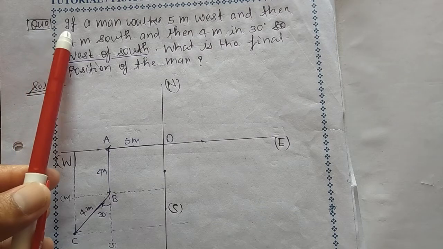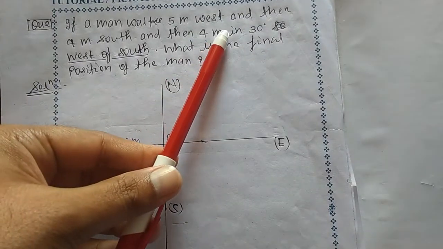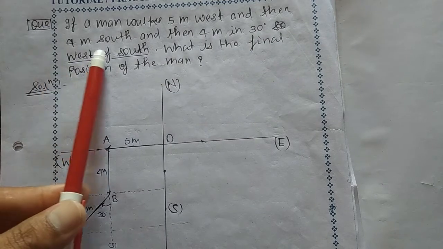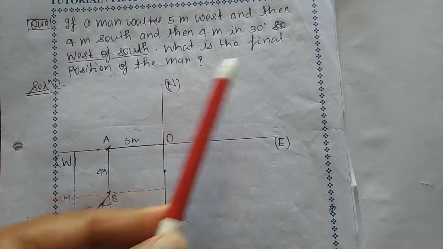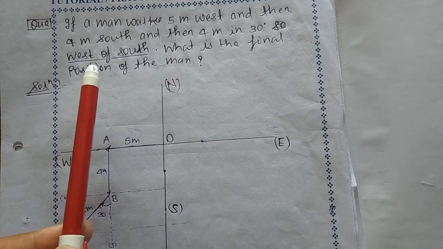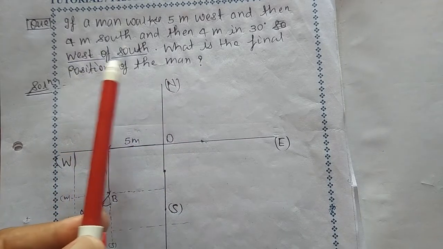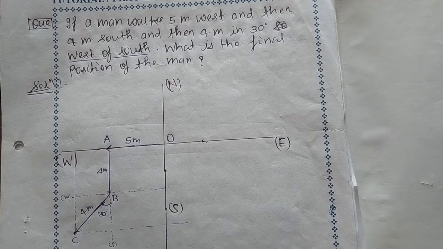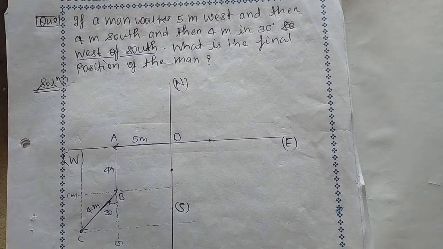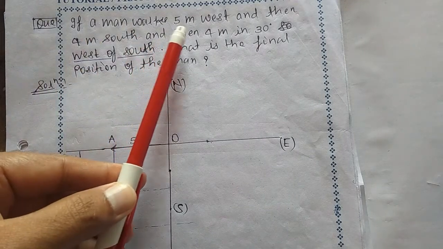If a man walks 5 meter west and then 4 meter south and then 4 meter 30-degree west of south, what is the final position of the man? Why 30-degree west of south? This is important. So look carefully. Here we are asked that a man walks 5 meter west.